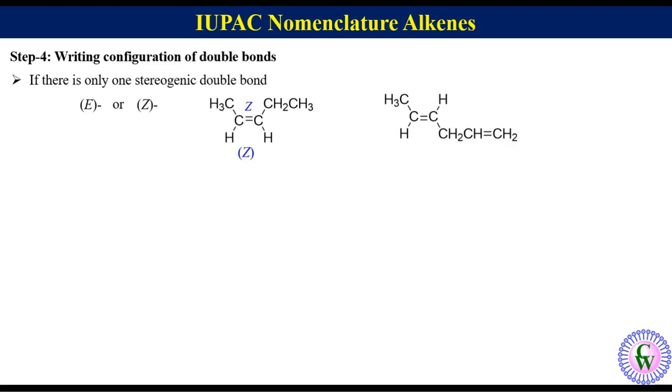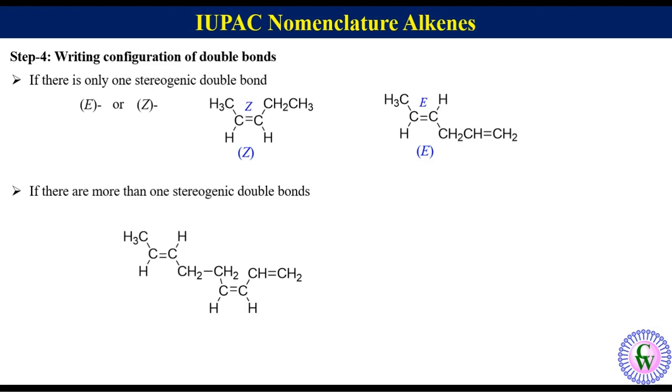Let's have another example. This molecule has two double bonds but only one is stereogenic. So in this case too, it is not necessary to mention the position of the stereogenic double bond, and therefore in the IUPAC name of the molecule, its configuration will be mentioned in parentheses as E. If there is more than one stereogenic double bond, then the position of the double bond is also mentioned along with the configuration E or Z.